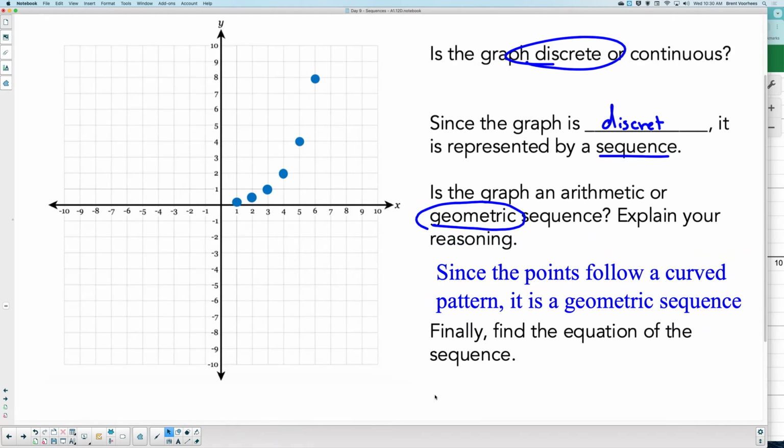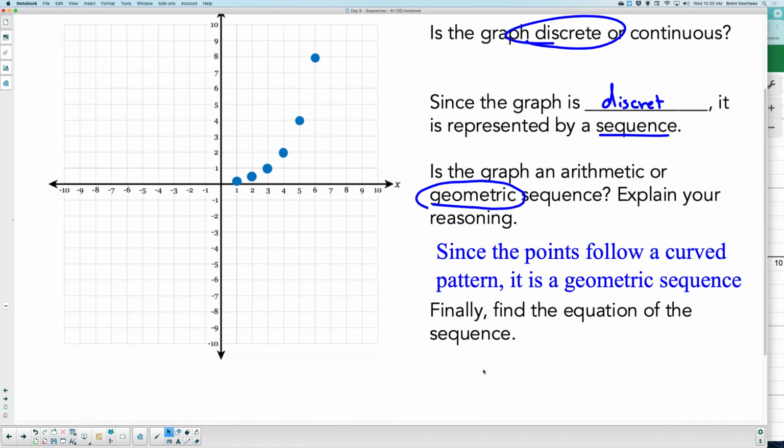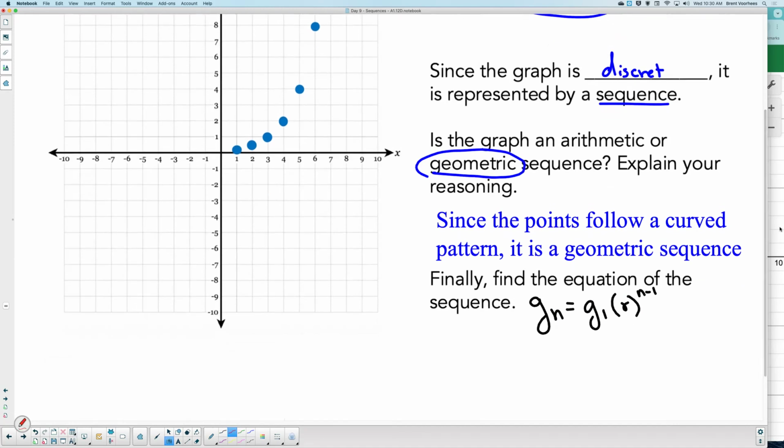So finally, find the equation of the geometric. Remember, this is the easy one. It's Gn equals G1 times R to the power of n minus 1. We already know what G1 is, or we could see it. What is the value of G1? Oh, it's hard to see. I'll just tell you. G1 is 0.25. 0.25 is your G1.